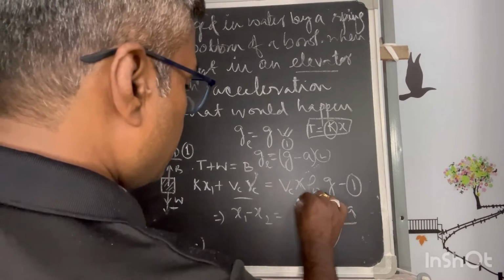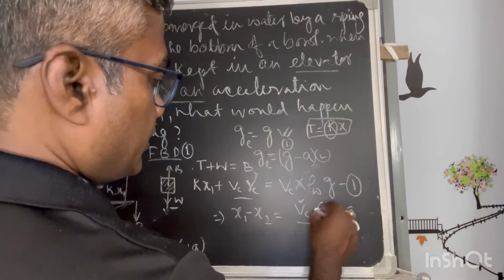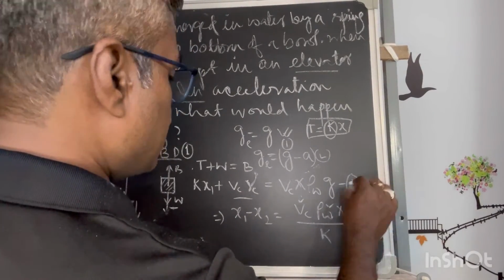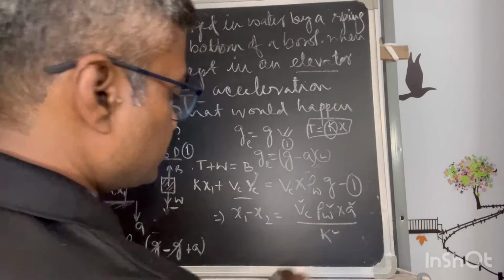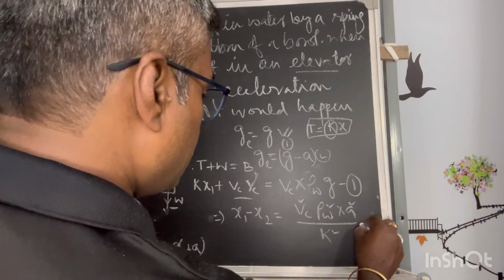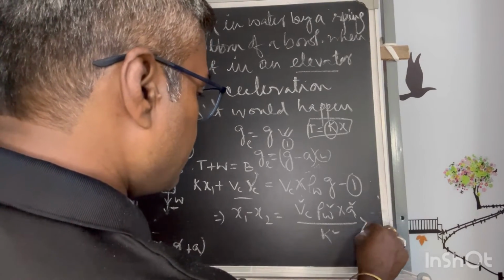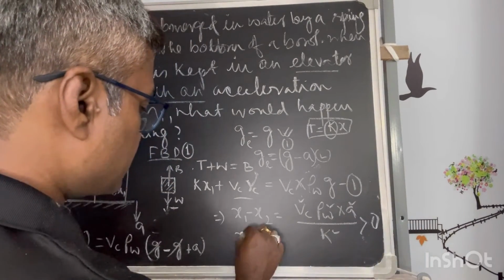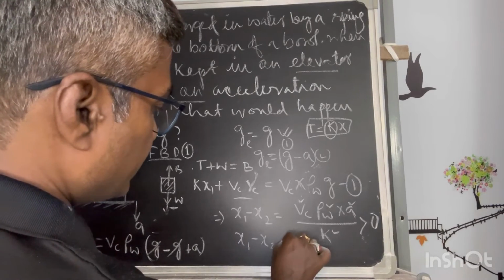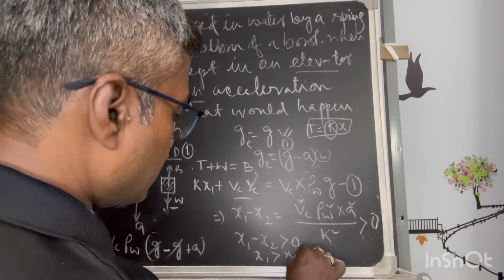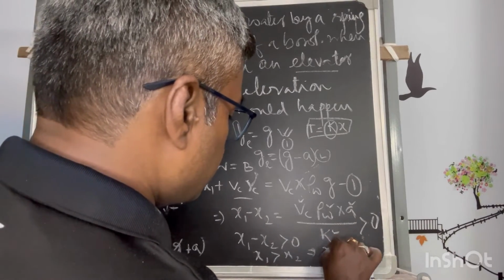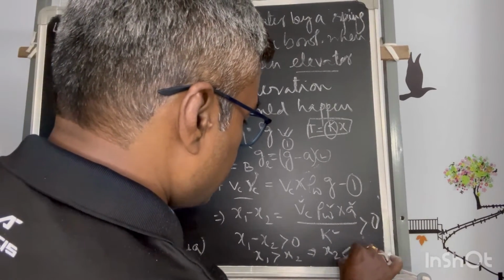So now this is positive, volume cannot be negative, rho cannot be negative, acceleration I am taking as positive because downward it has some value, and k is also positive. So this all together is greater than 0. So x1 minus x2 is greater than 0. So that means x1 is greater than x2. So that means, the other way, x2 is less than x1.